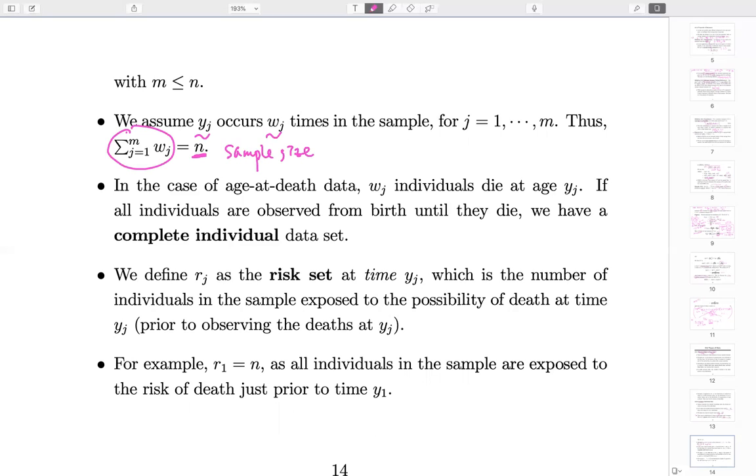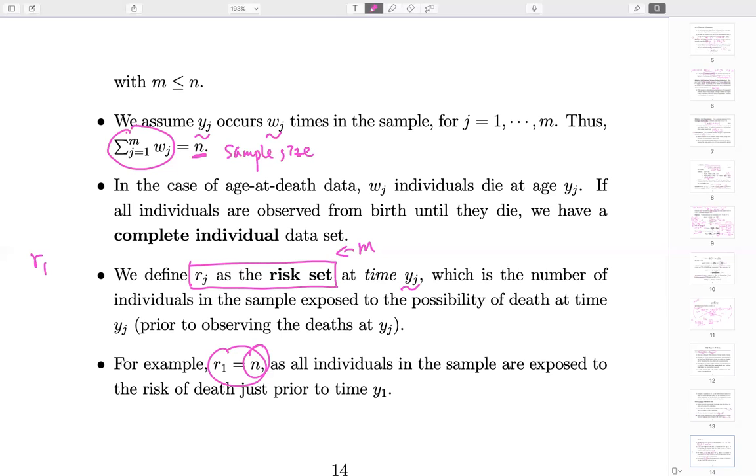A rather important and, later on, maybe confusing term is the risk set, Rj, at time yj, right? So there will be m different risk sets. The meaning of Rj is that it measures the number of individuals in the sample exposed to the possibility of death at time yj. So later on when we have an example, you will get a better idea. So basically, let's say you start with the first one, R1. If you have complete data, then R1 is obviously n. It means everybody is exposed to the possibility of dying at y1, right? Because that's at the very beginning, that is the complete set, right?